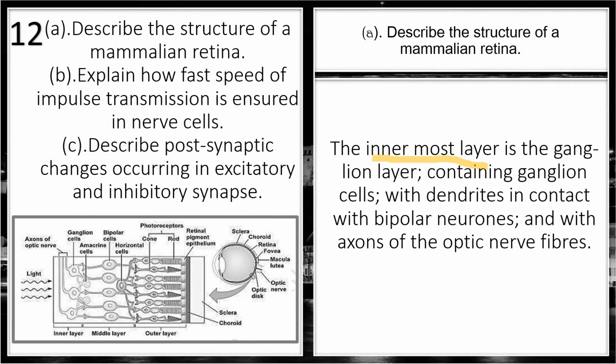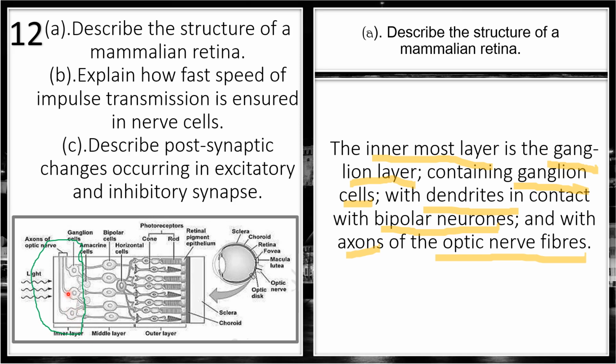The innermost layer is the ganglion layer, and this one contains the ganglion cells with the dendrites in contact with the bipolar neurons and with the axon of the optic nerve fiber. So we have the innermost layer. The innermost layer is this one here. And this innermost layer, we are saying it contains the ganglions.